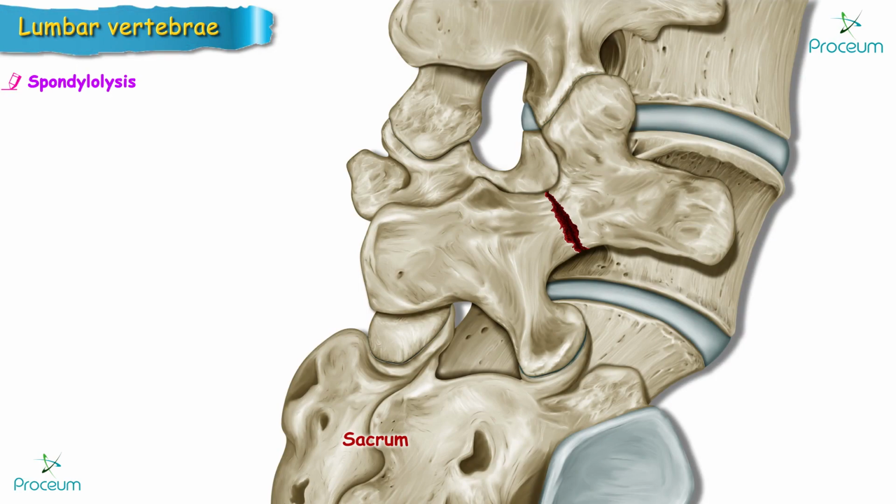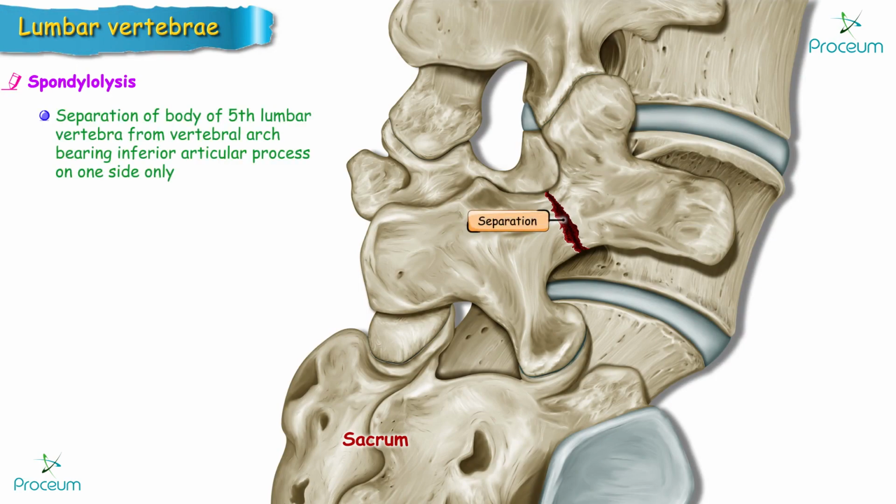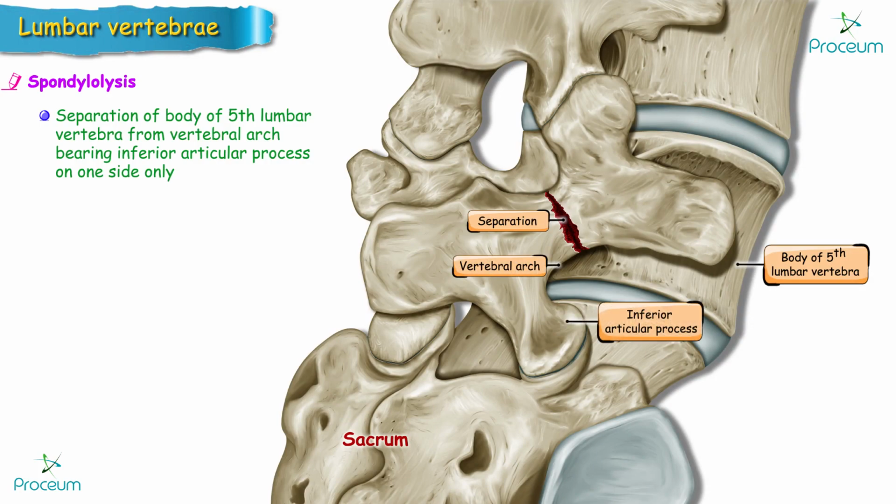Spondylolysis. In this condition, there is a separation of the body of the fifth lumbar vertebra from the vertebral arch bearing the inferior articular process on one side only, which normally interlocks with the articular processes of the sacrum.